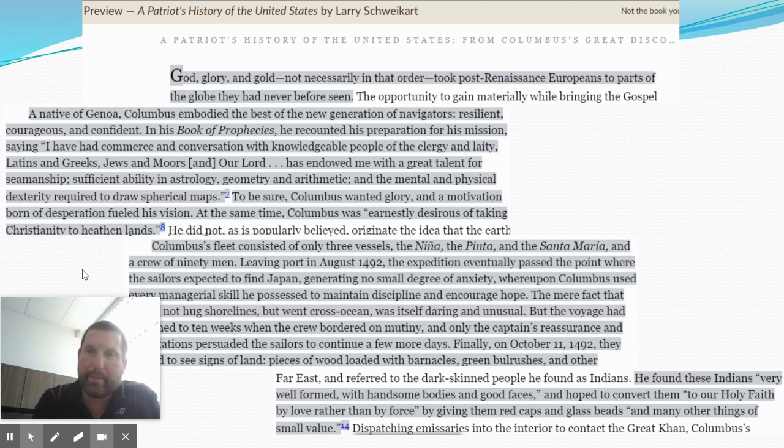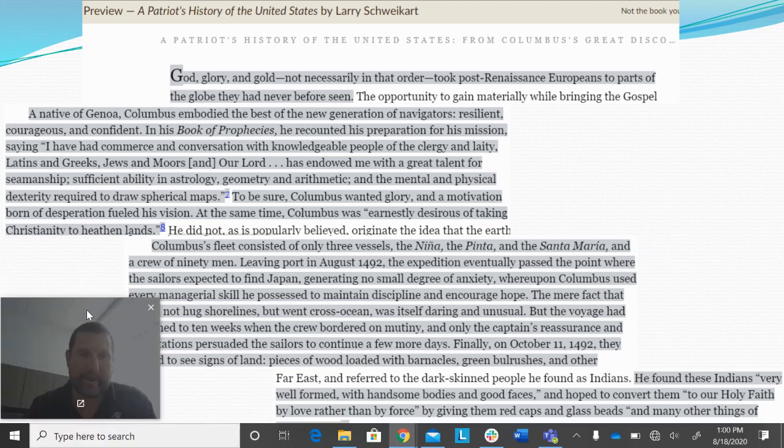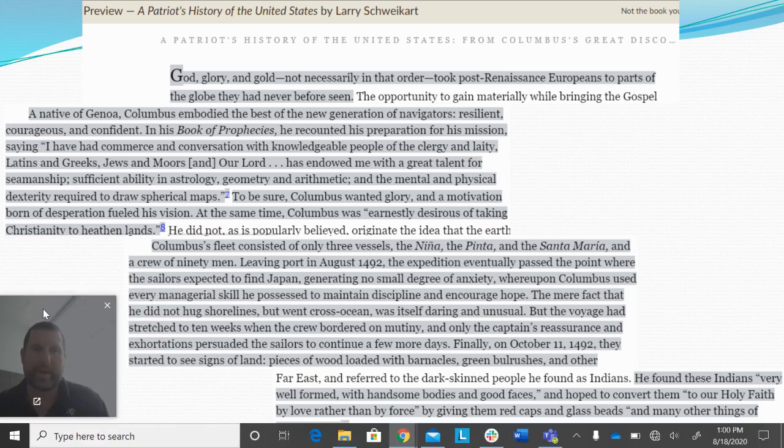And you're seeing here a passage, a man by the name of Larry Schweikert. I want you to take a minute and read this passage from Schweikert's book, A Patriot's History of the United States.